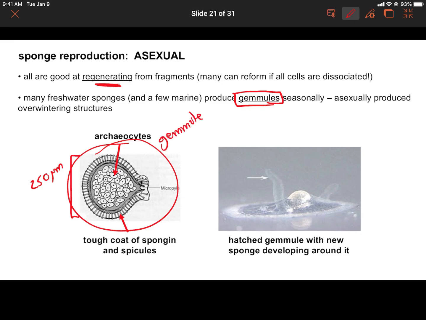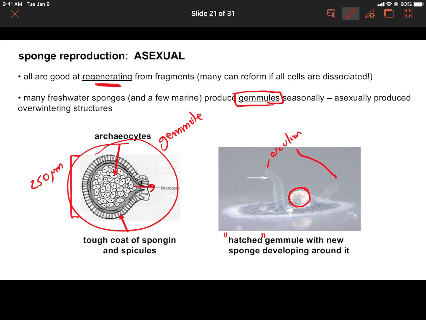Freshwater sponges form these just before the season gets really bad, and so the adult sponge may die, but these can overwinter. They can survive that season. I'll walk through that in a second. And then as soon as conditions get better, these cells can crawl out of this little opening and reform a new sponge. So here's a quote-unquote hatched gemmule right over here, and around it is that new sponge developing. Here's an osculum right up here. And here's another one right over there.